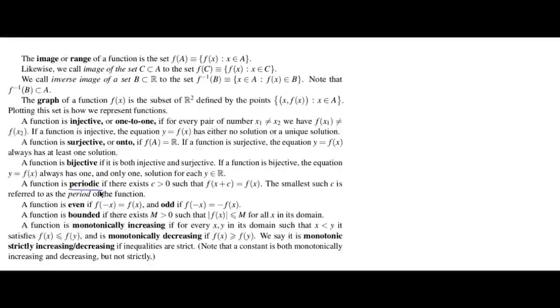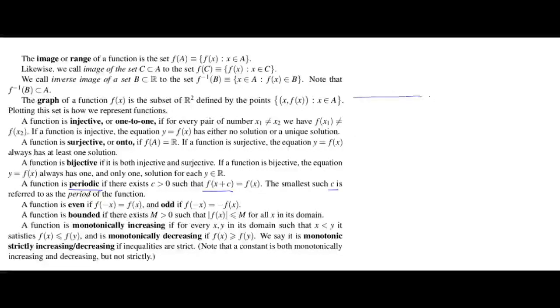A function is periodic if there exists a c greater than 0 such that f of x plus c is equal to f of x. And the smallest such c is referred to as the period of the function. So what do we mean by this?